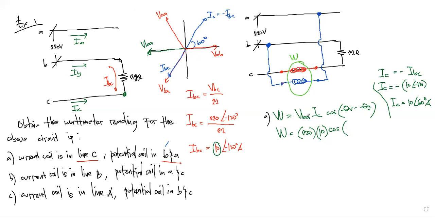That's what is VBA, as you can see, that's 180, minus theta I, that's 60 degrees. So you will have a reading of 220 times 10 times cosine of that, negative, so we'll have it here. The wattmeter reading is negative 1100 watts.